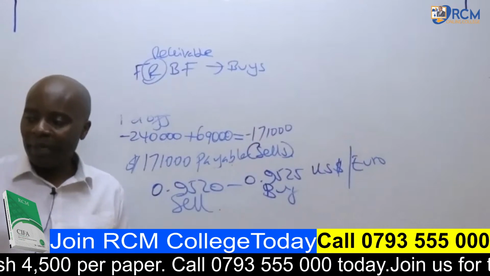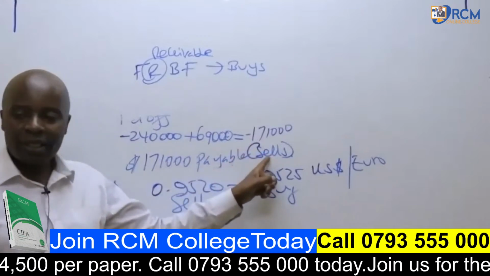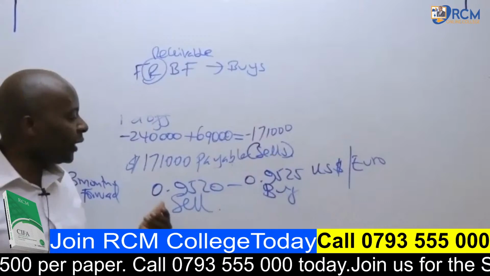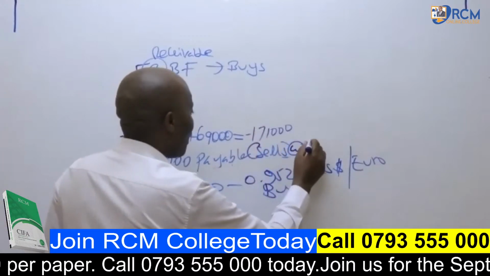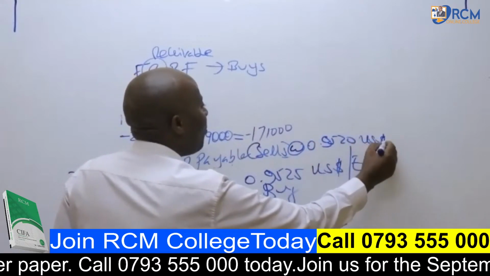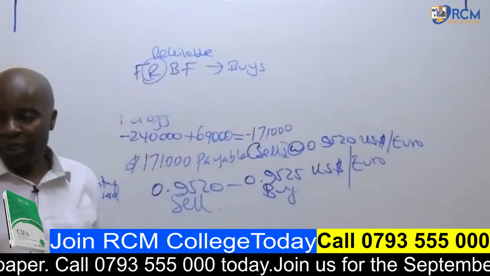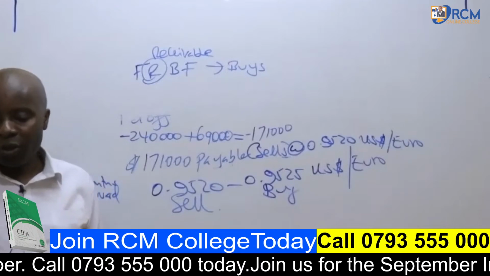Now, ladies and gentlemen, remember what you have told us here, that the bank is doing what here? Selling. And as such, you pick the selling rate. So the bank sells at 0.9520 US dollars per euro.